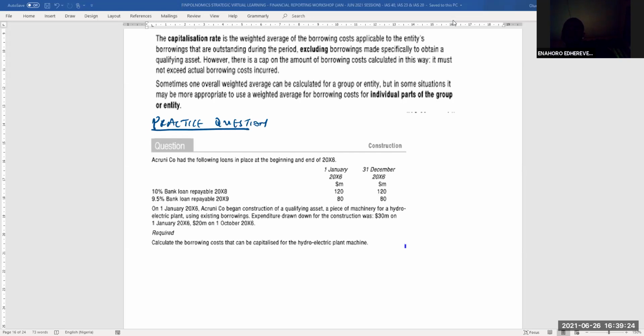still 80 million. On 1st January 20x6, Acronico began construction of a qualifying asset, a piece of machinery for a hydroelectric plant using existing borrowings. Expenditure drawn down for the construction was 30 million on 1st January 20x6, 20 million on 1st October 20x6. Required: Calculate the borrowing cost that can be capitalized for the hydroelectric plant machine.